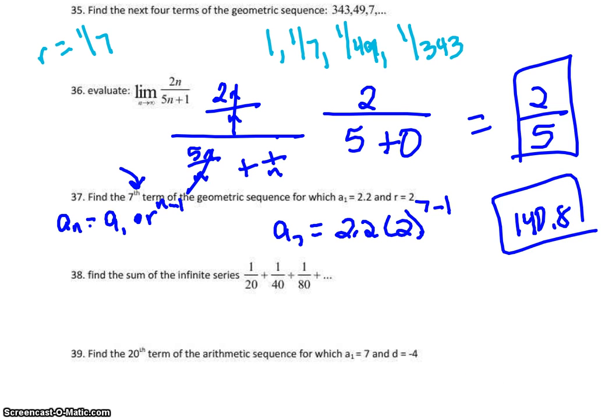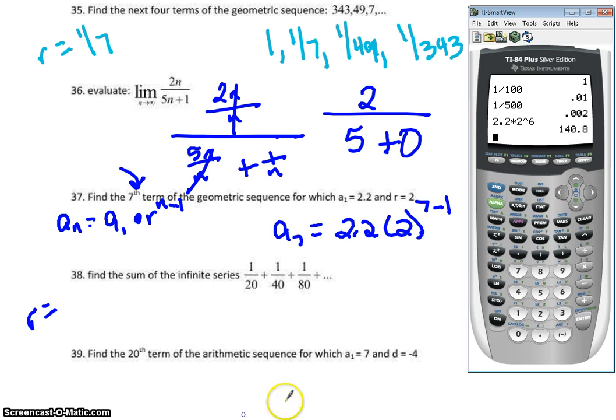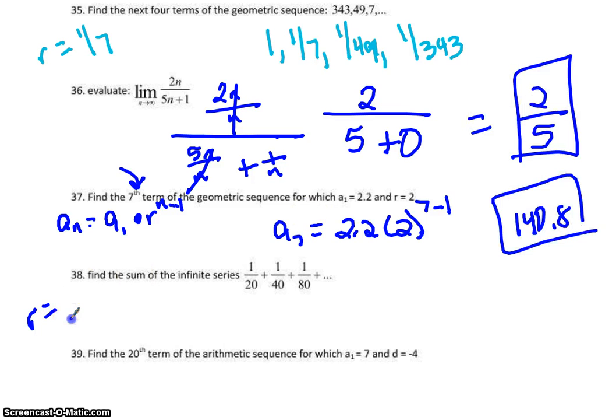38 wants you to find the sum of the infinite series, 1 over 20 plus 1 over 40 plus 1 over 80. You have to start by figuring out what R is. So you would take your calculator and you would say open 1 divided by 40, close, divided by open 1 divided by 20, because you're taking the 2 terms next to each other and you're dividing, and you get 0.5. So R is 0.5 on this.